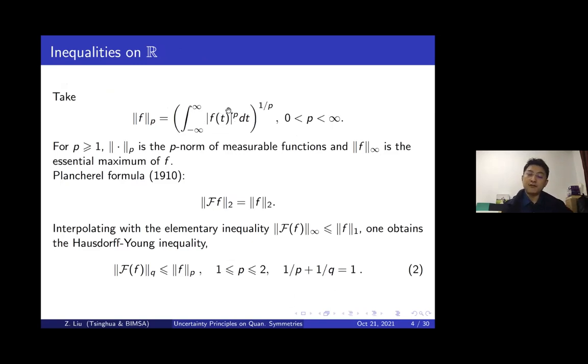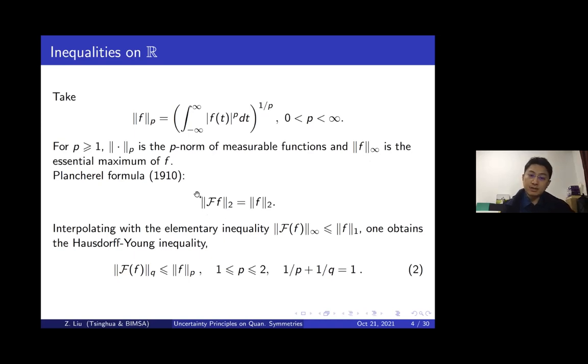So we take the function, raise it to the p's power, take the integration to the 1 over p, the usual p norm. And this is a norm when p is bigger or equal to 1. It's not a norm between 0 and 1, but we can still define it in this way, even though it's not a norm. And the infinite norm is the essential norm of the function, the essential maximum of the function.